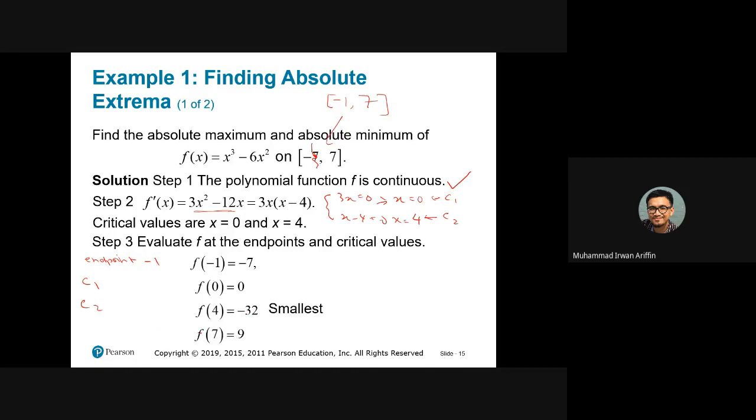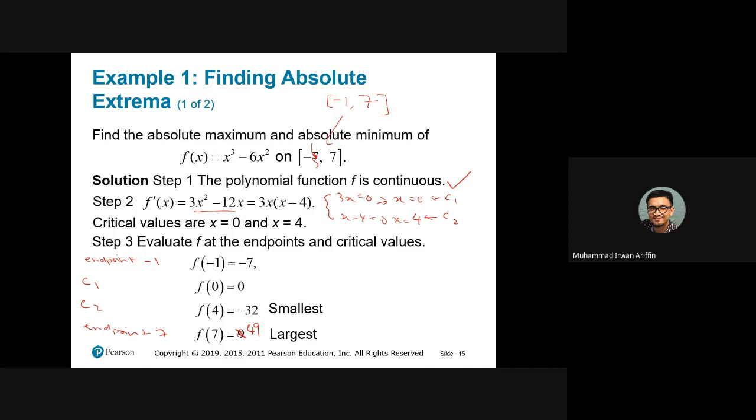And finally, we have this, which is again another typo. So when we replace x with 7, 7 to the power of 3 minus 6 times 7 squared, this should give us 49. Okay, 49, not 9. So this is the endpoint 7.